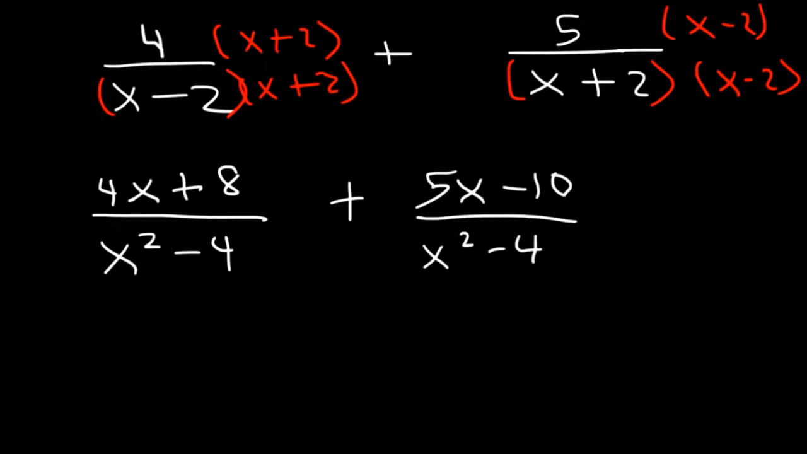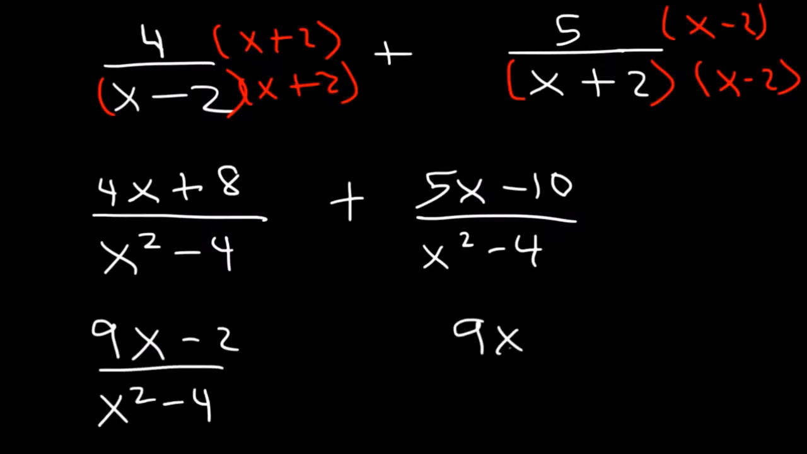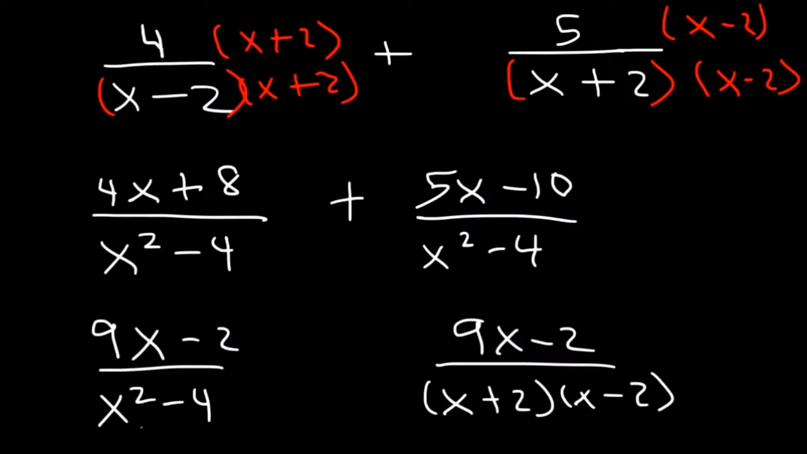Now that we have the same denominator, we can add the numerators. 4x plus 5x is 9x. 8 plus negative 10 is negative 2. So this is the answer. And if we want to, we can write it like this in its complete factored form. And so that's it for this problem.